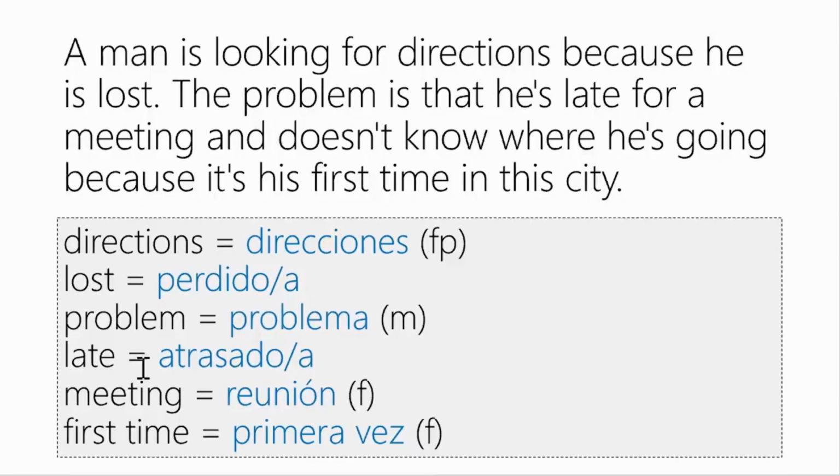Then the word for late is atrasado, or if you were speaking as a female, it would be atrasada. The word for meeting is like a reunion. You can see that resemblance there. Una reunión or la reunión. And first time would be primera vez. This is a feminine word, so la primera vez. Once again, try the translation now on your own, and then we'll come back and do it together.